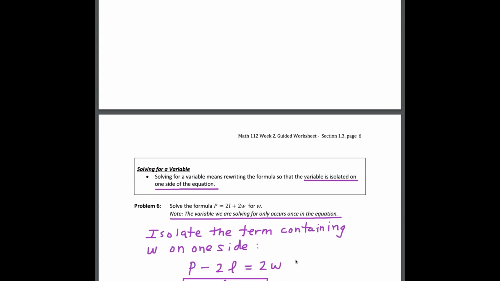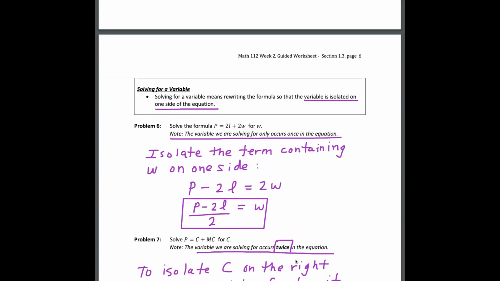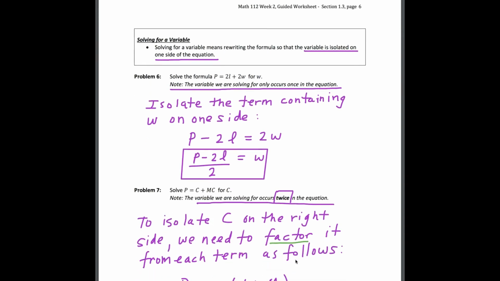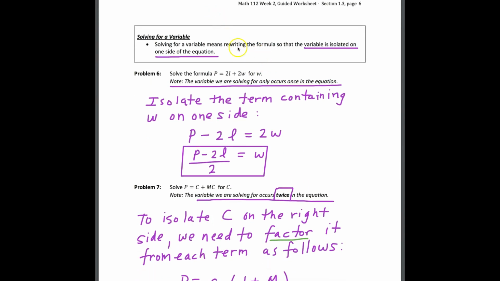Okay, the second part of this section is about solving for a variable. So what we want to do is, you're going to be given a formula, and we just want to isolate one variable on one side of the equation. So let's take a look at problem 6 here. We've got a simple formula. P is equal to 2L plus 2W. Well, you've just seen that. That's the formula for perimeter.